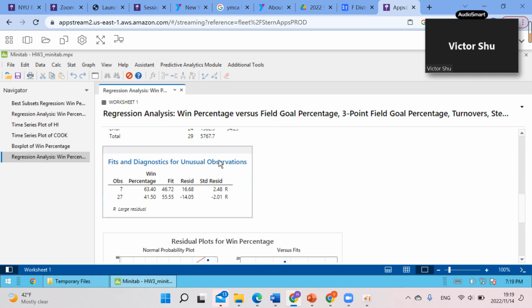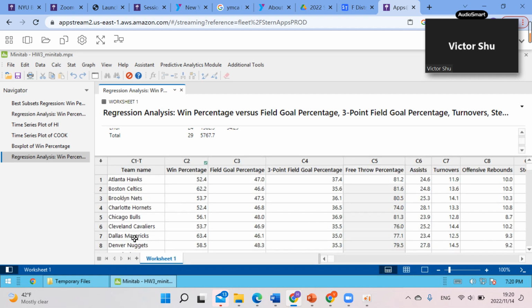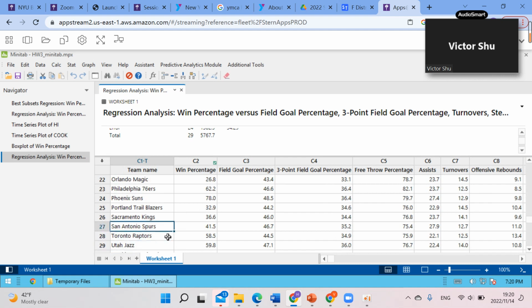So here it comes to the main point of this session. I'll talk about the diagnostics for unusual observations. Minitab actually gives us an output about unusual observations. And here we see we have two unusual observations, which are observations number 7 and number 27. I can look at my original data. Number 7 is Dallas Mavericks. Number 27, San Antonio Spurs.